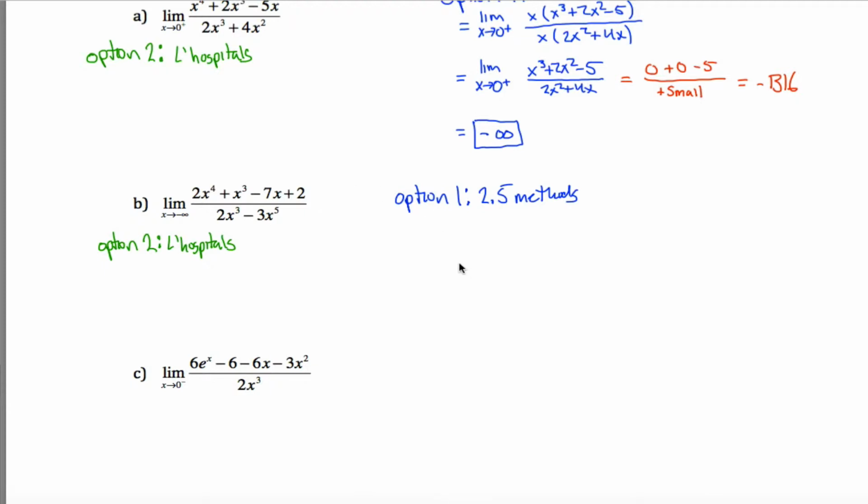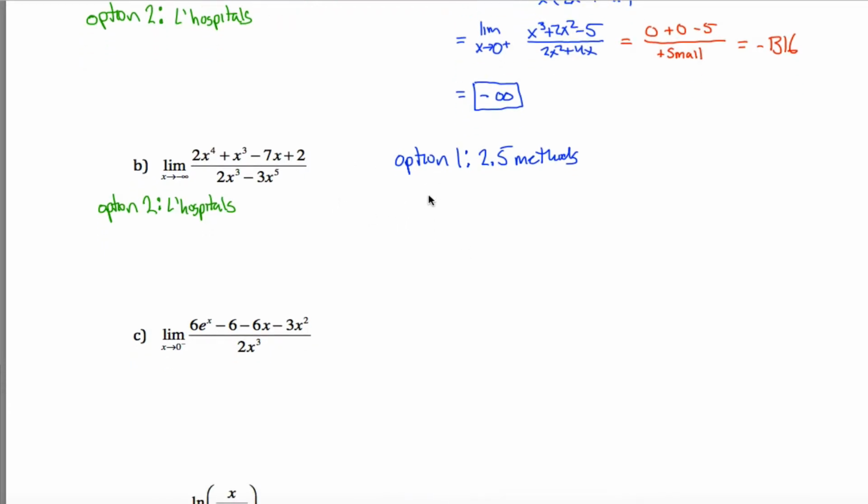I'm going to write what I just said a little bit more formally because it seems like the right thing to do. I'm going to say that this is equal to the limit as x approaches negative infinity. And the way you could show your work is I could factor out an x to the fourth from the top and the bottom. I could say that the top is really 2 plus 1 over x minus 7 over x cubed plus 2 over x to the fourth. And this is what would result if I factored out an x to the fourth from each of those terms.